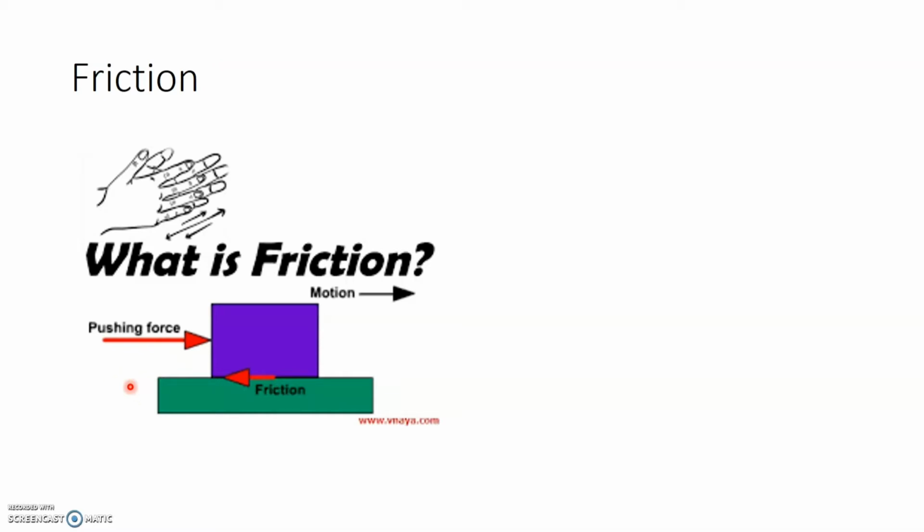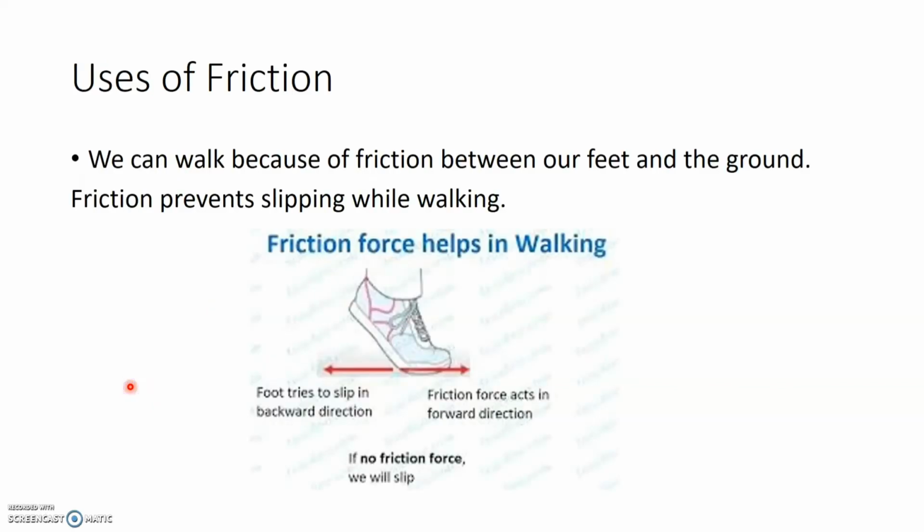Keeping this in mind, now let us see some of the uses of friction. Have you ever thought why we are able to walk on the road without skidding and falling down? Yes, we can walk on the road because there is a force of friction existing between our feet and the ground. It is this force of friction that prevents us from slipping and falling while we walk.